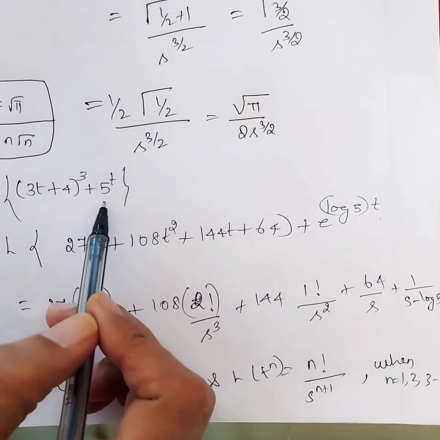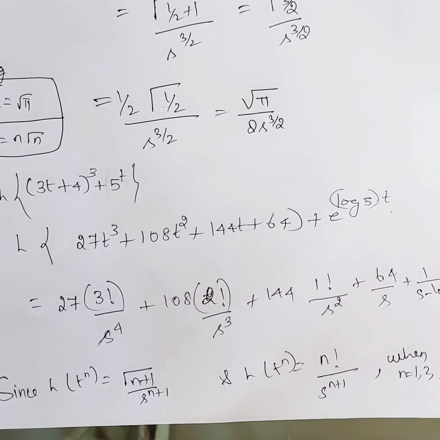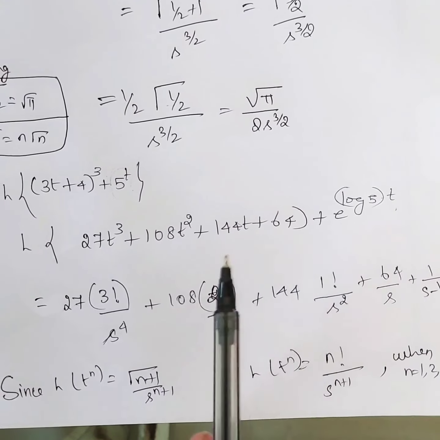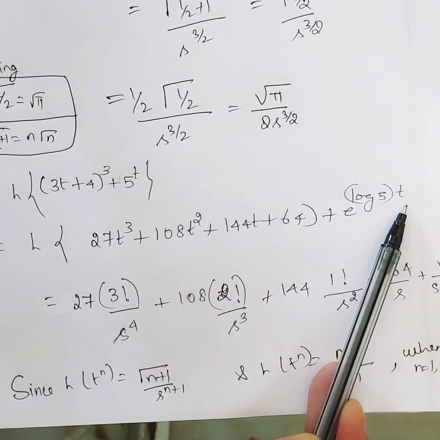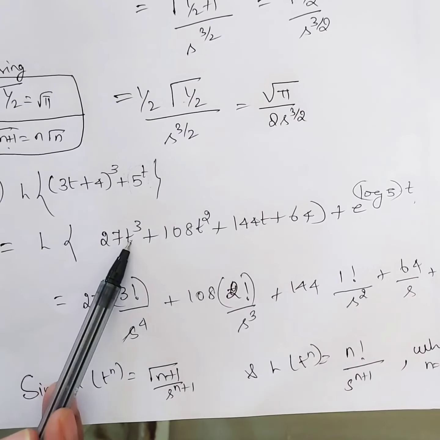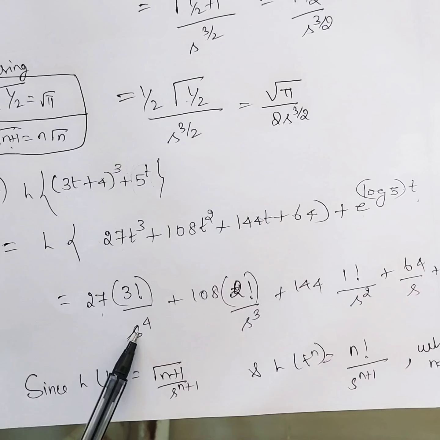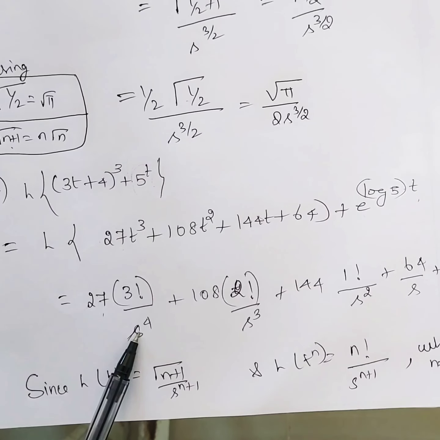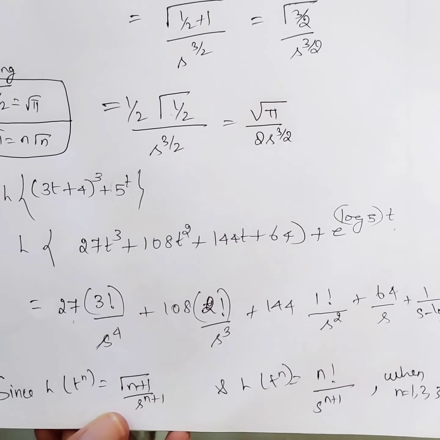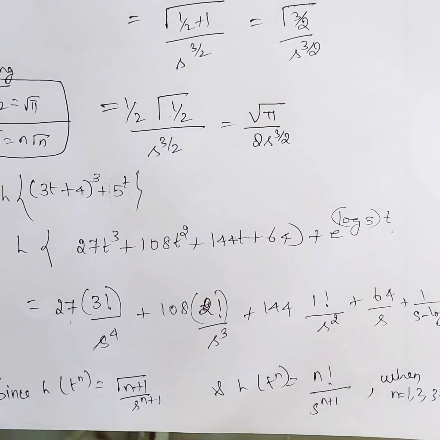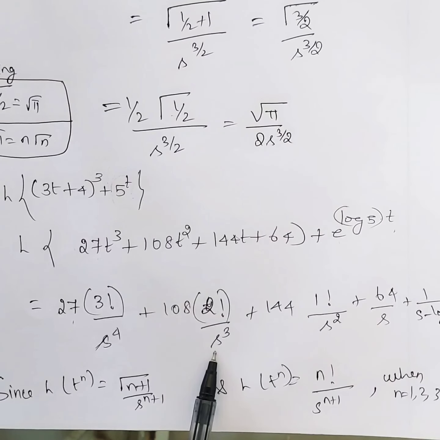So whenever you see certain terms like this, write e raised to the power log of 5 power t. Log of m power n is n log m, so the t comes down. So e power log 5 into t. Now you can apply Laplace transform. Because t cube, what is the formula? Just leave those constants next to it. T cube is 3 factorial by s power 4. Just now we saw Laplace of t power n is n factorial by s power n plus 1 when n is equal to 1, 2, 3, etc. Correct? And 108 into t square is nothing but 2 factorial by s power 3.